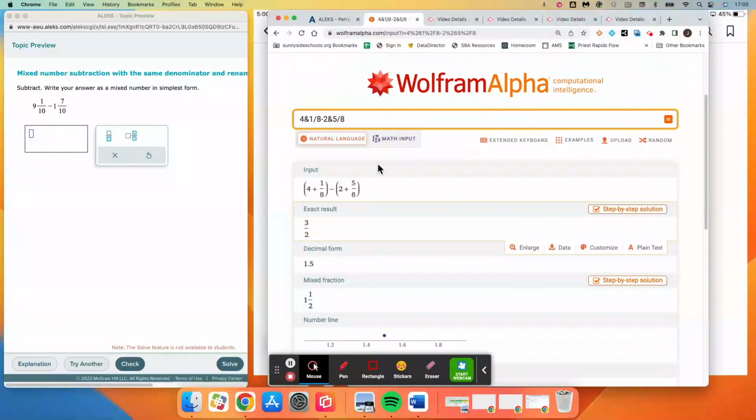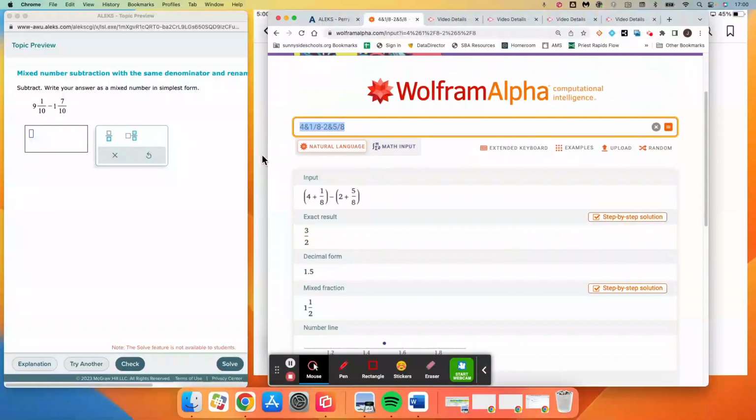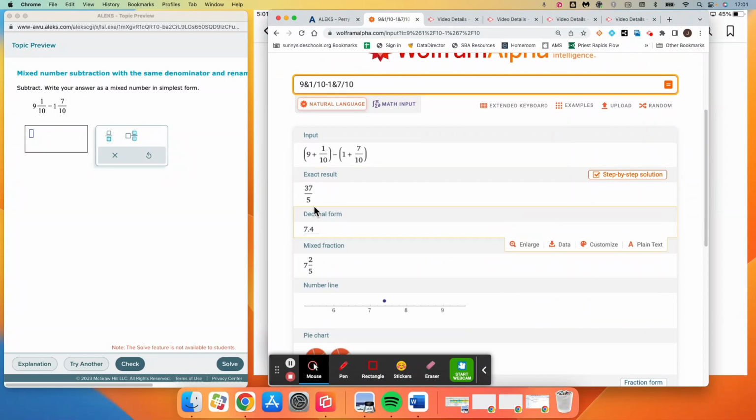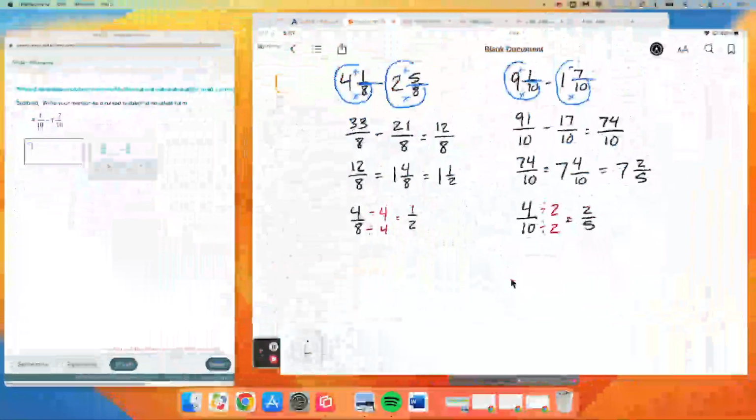Again, going to Wolfram to use as a tool to help. 9 and 1/10 minus 1 and 7/10. So again, I get an exact result of 37 over 5. Mixed number here is going to be, mixed fraction is what I'm looking for, 7 and 2/5, which matches our work.